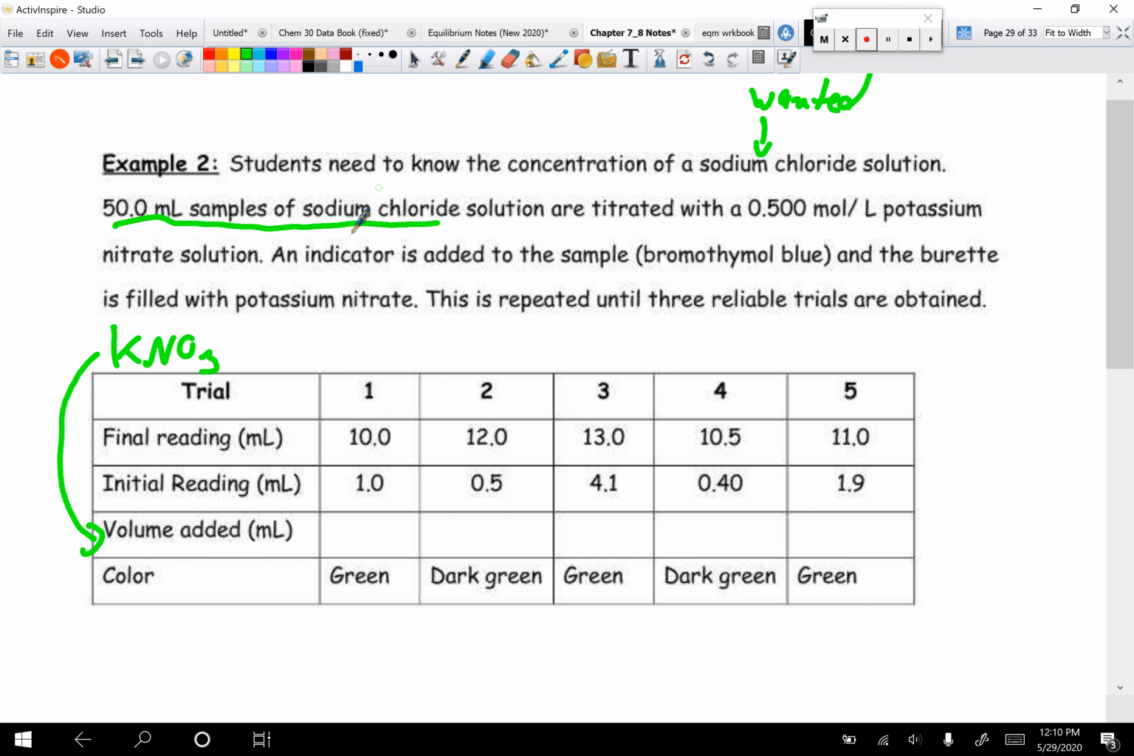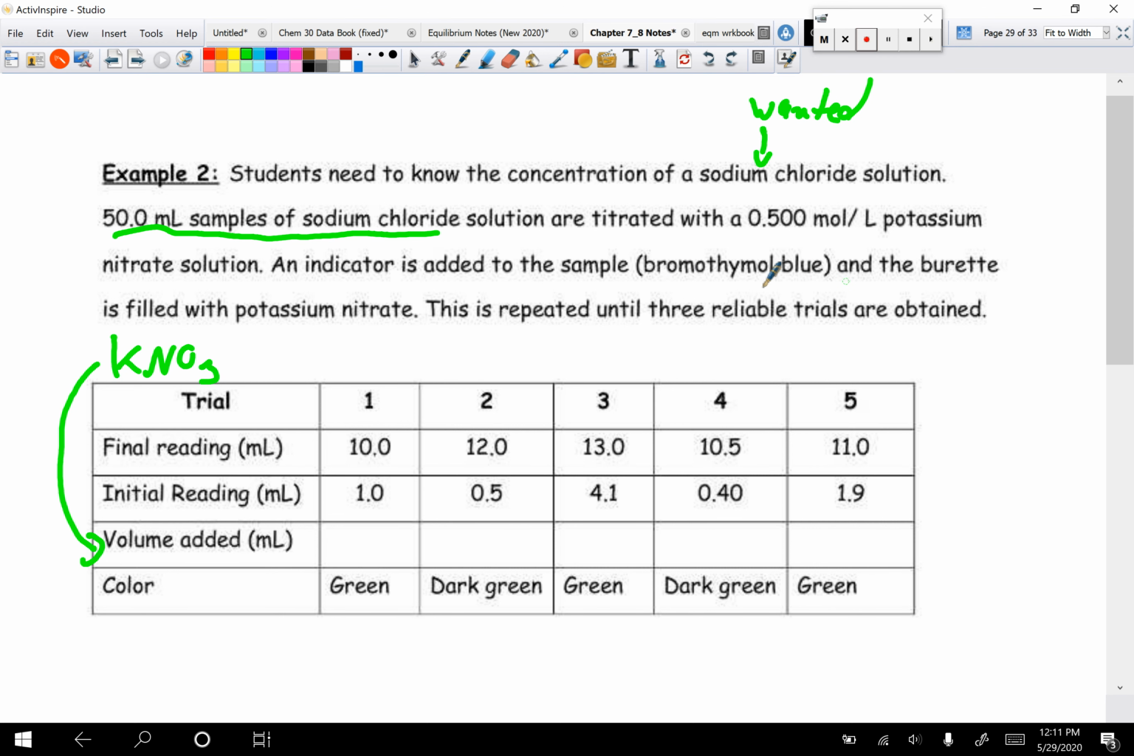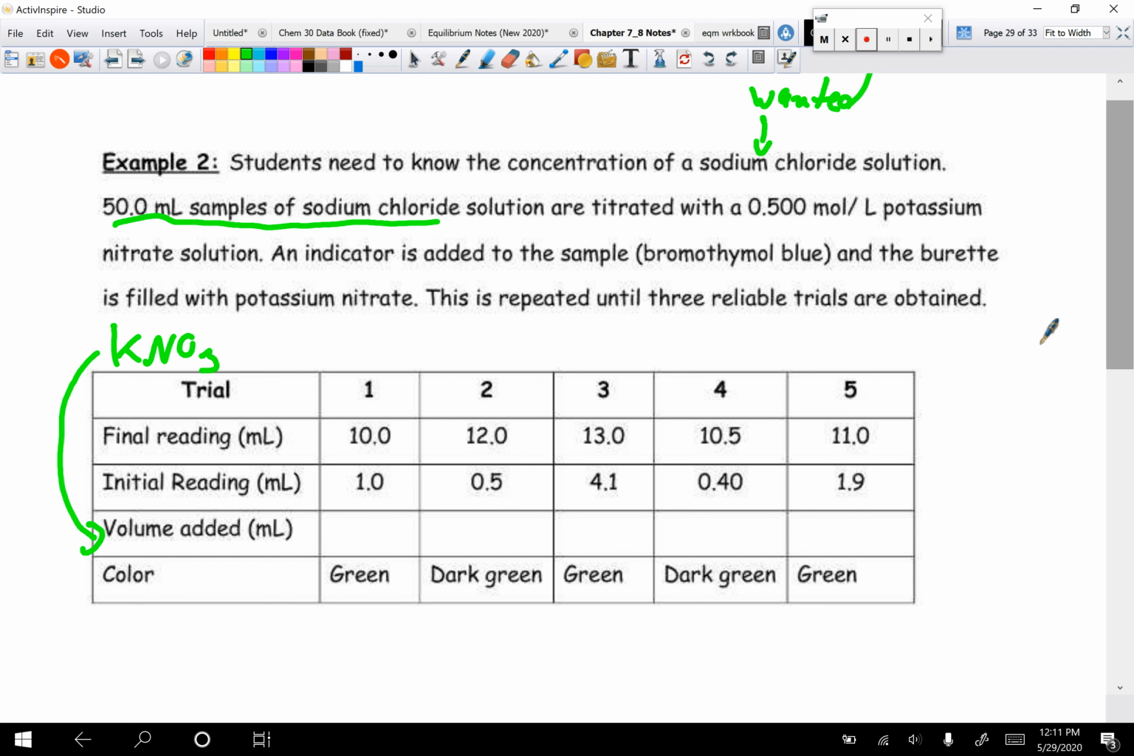So the indicator below is a bromothymol blue solution. I don't know why this is an acid-base one, because this is an acid-base indicator, but either way, this is the information we have, so let's run with it. So first step is let's figure out the volume added of our potassium nitrate, or our given solution.